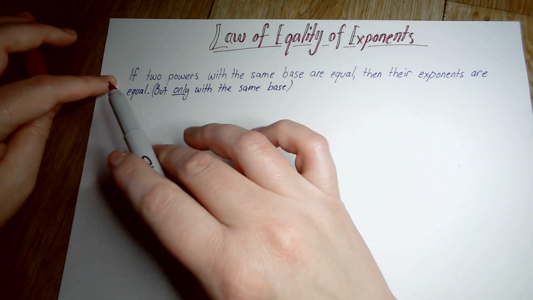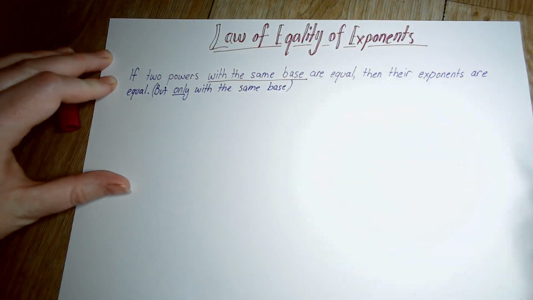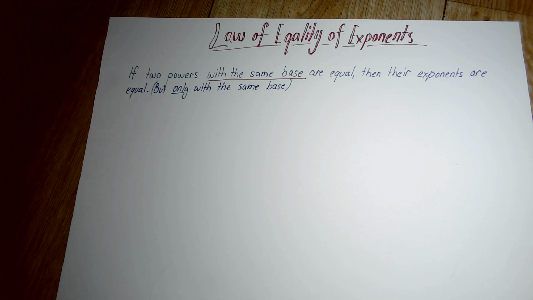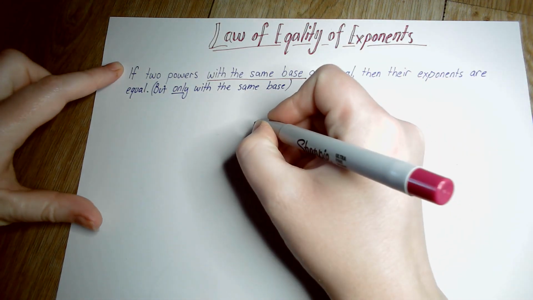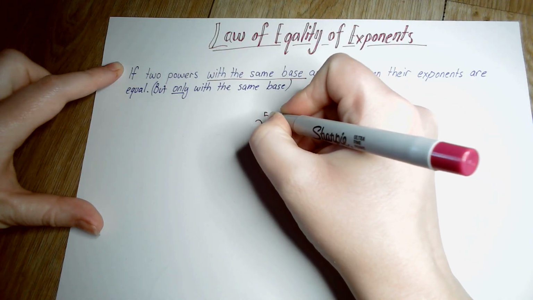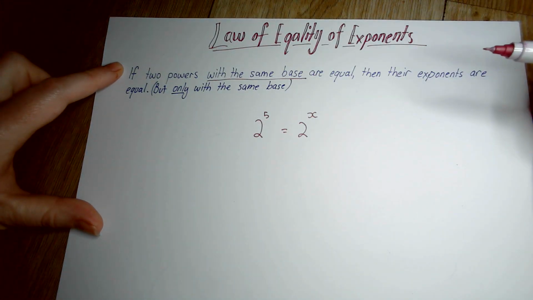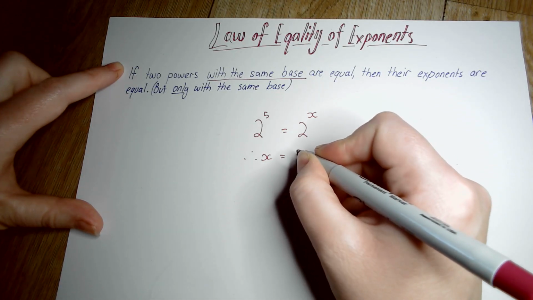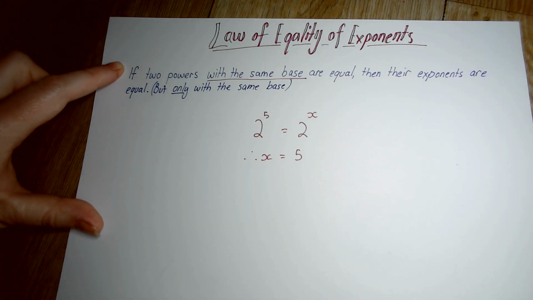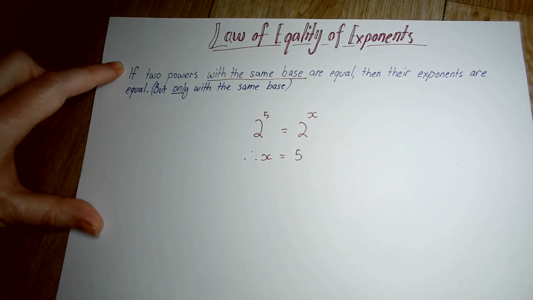And what it says is that if two powers with the same base, and that is really important, are equal, then the exponents are equal, but only if they have the same base. So for example, if we had 2 to the power of 5 equals 2 to the power of x, then this law of equality of exponents means that therefore x equals 5, which makes sense. In order for them to be equal, they would have to have the same power there.